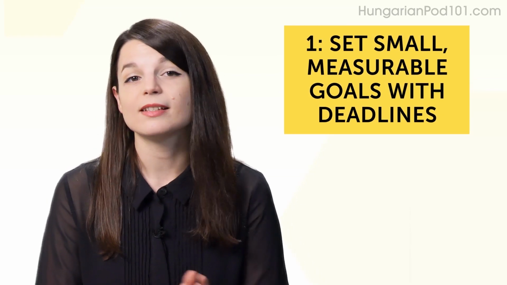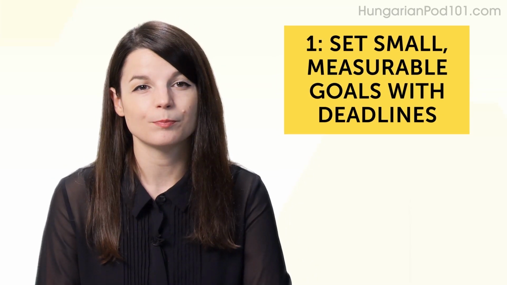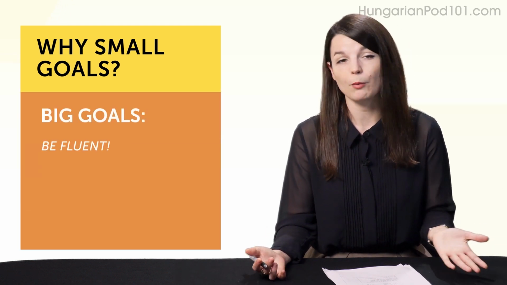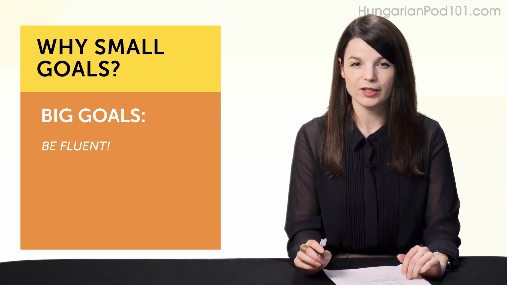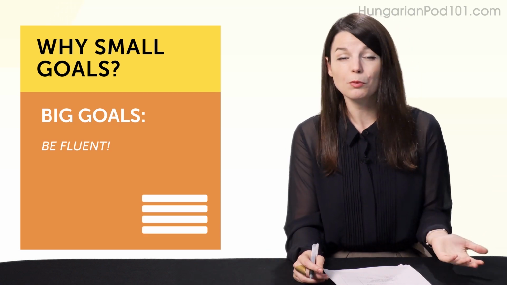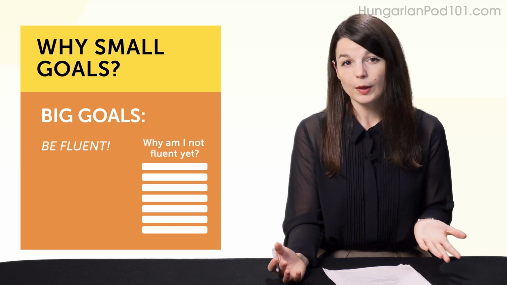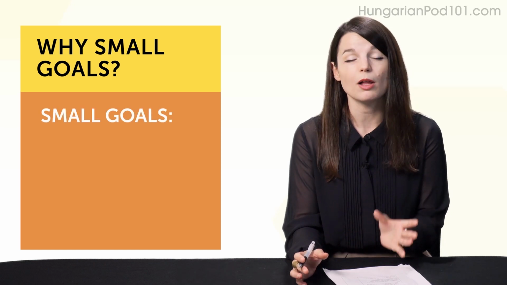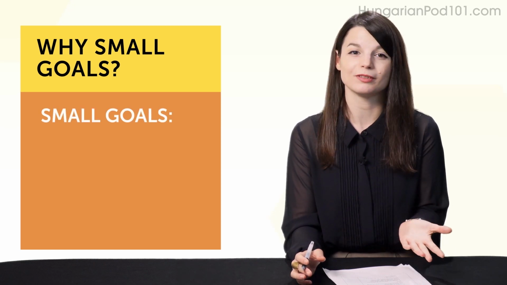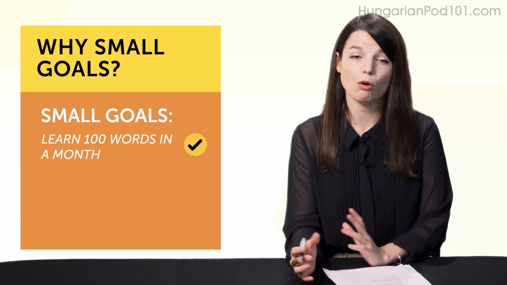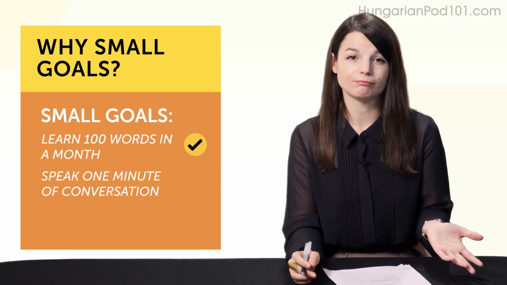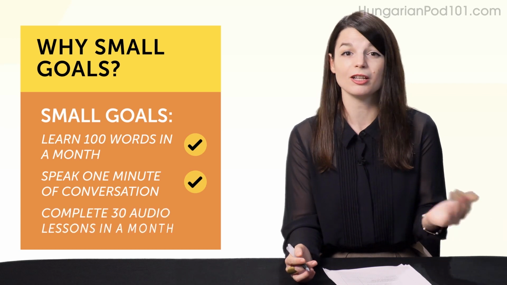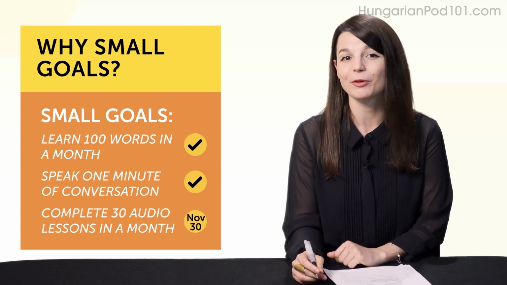Let's start with the first and most important one. Habit number 1, set small, measurable goals with deadlines. Why small goals? Well, say for example, you set big, vague goals, like I want to be fluent someday, and maybe you buy a textbook, you read the first chapter, then you start wondering if you're getting any better. You start worrying you'll never be fluent, and you give up. If you do this, you need to start setting small, measurable goals. For example, learn 100 words in a month, or speak 1 minute of conversation, or do 30 of our audio lessons in 1 month. Deadline, November 30th.